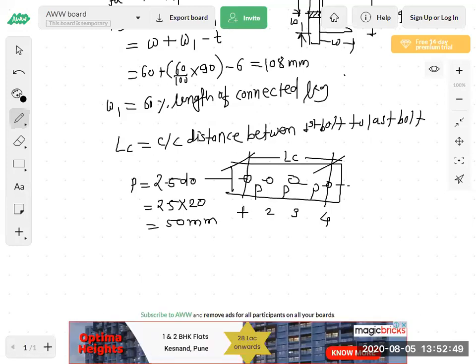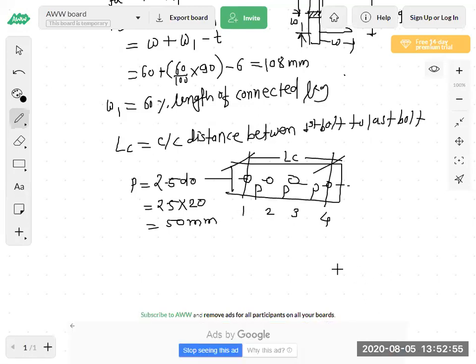If 4 bolts are there, 3 pitches will be there. If 5 bolts are there, 4 pitches will be there. Are you getting it? So here 4 bolts are there, so 3 pitch distances are there. So 1, 2 and 3. So we have calculated the pitch distance here. The pitch distance is 50.